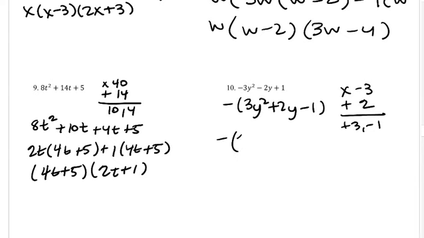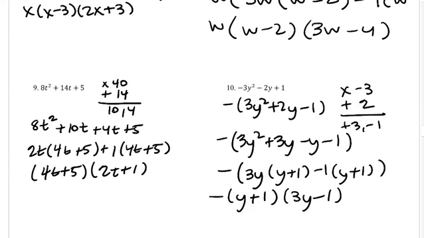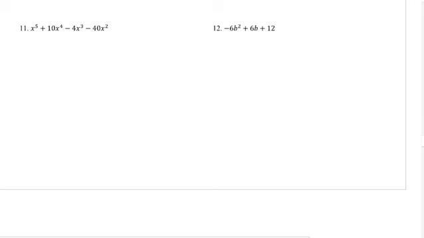So I've got the negative of 3y squared plus 3y minus y minus 1. And so that's 3y times y plus 1, and a negative 1 times y plus 1. I factor out the y plus 1, and I'm left with 3y minus 1.